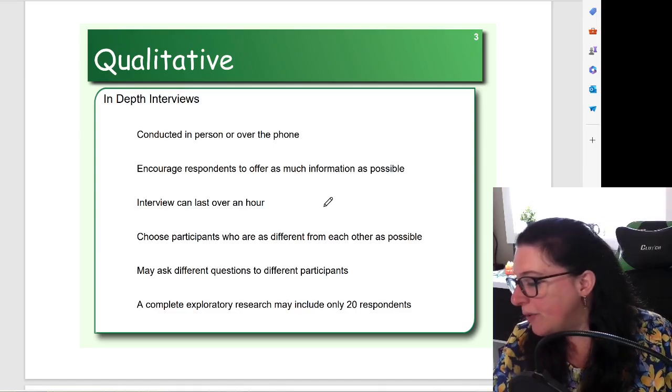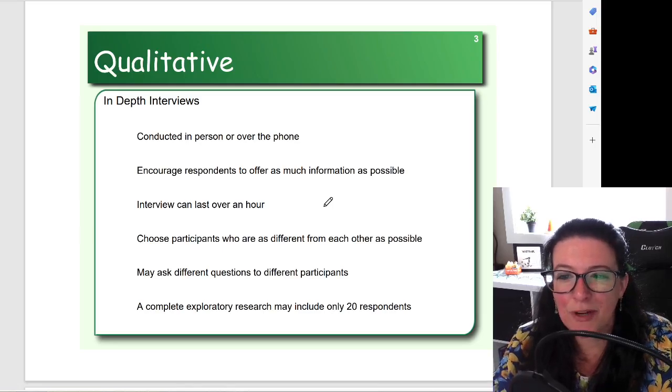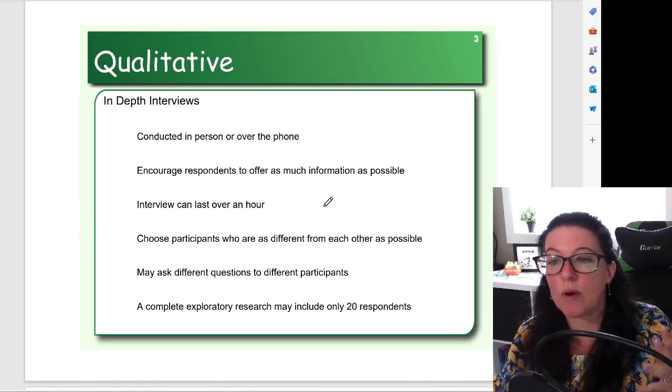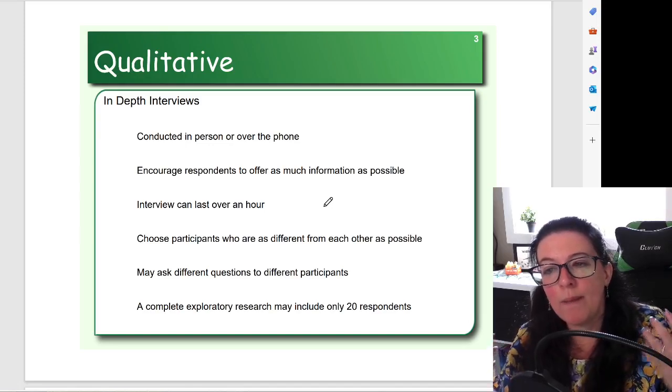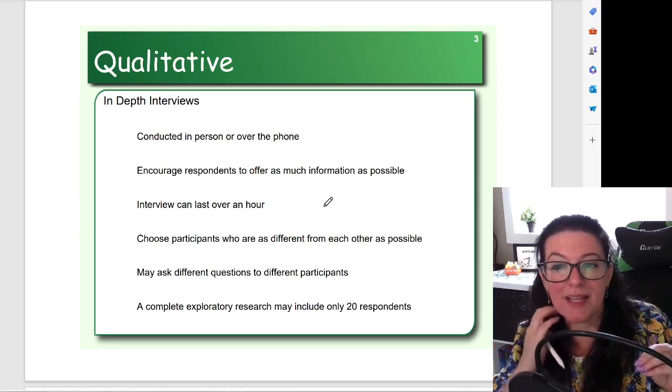When you're doing interviews, often what you want to do is choose participants who are as different from each other as possible. So the idea is as we're brainstorming, we're getting ideas, we want diverse ideas. So we might be picking different individuals that represent different groups.